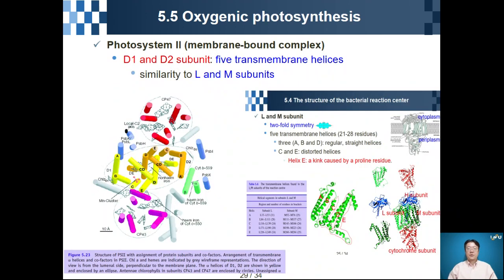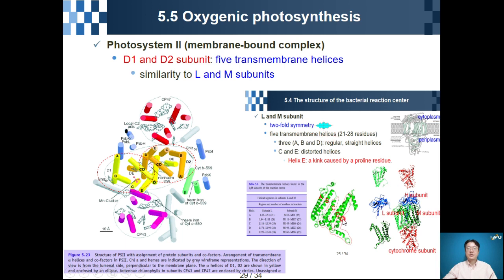So in this slide, I will explain the photosystem 2 structure. Photosystem 2 is a membrane-bound complex, which is composed of the D1 and D2 subunits. Okay, so the structure is nearly similar to the reaction center. How about the D1 and D2? They are composed of 5 transmembrane helices. How about the L and M subunits in the reaction center? The L subunit and M subunit, each one, are composed of 5 transmembrane helices.